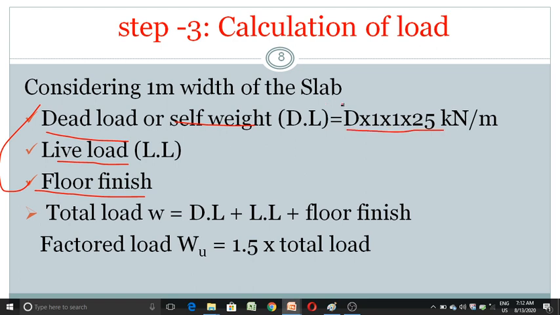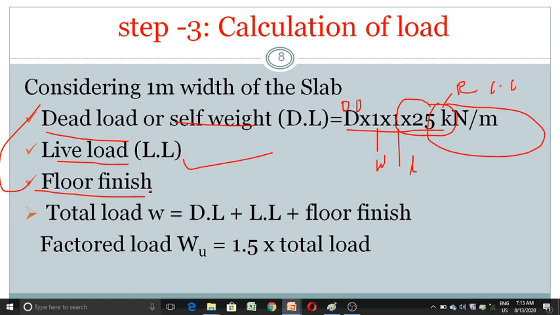What is that? It is the overall depth, OD, times 1 meter width, times 1 meter length, times 25. As we are designing an RCC slab, the unit weight of RCC is 25 kilonewton per meter cube. If we calculate all together, we get the final dead load in terms of kilonewton per meter. Similarly, we have a live load in terms of kilonewton per meter, and a finishing load in terms of kilonewton per meter.